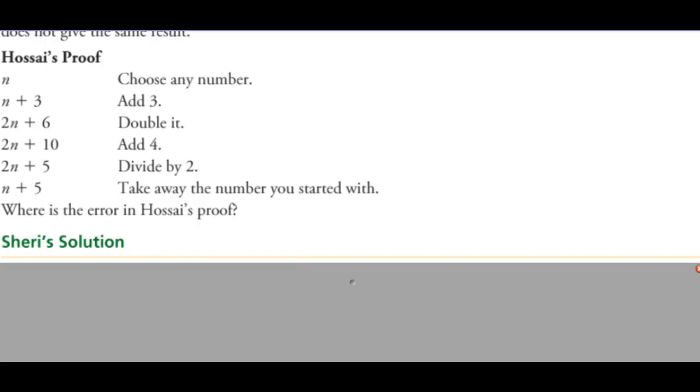No, she did that, right? Oh yeah, so she divided by 2. And then it says take away the number you started with. So if you take away n, which you started with, you should be left with 5. Okay, so that works out.